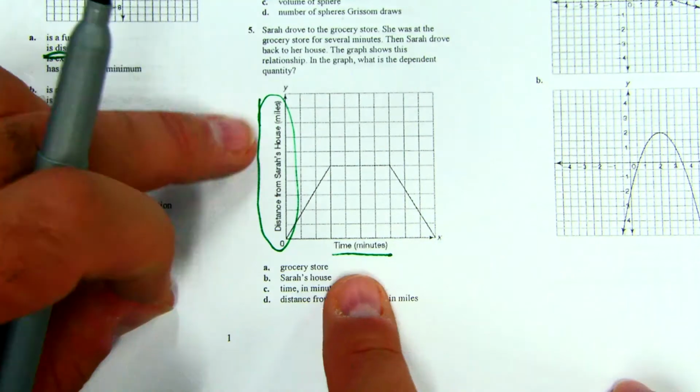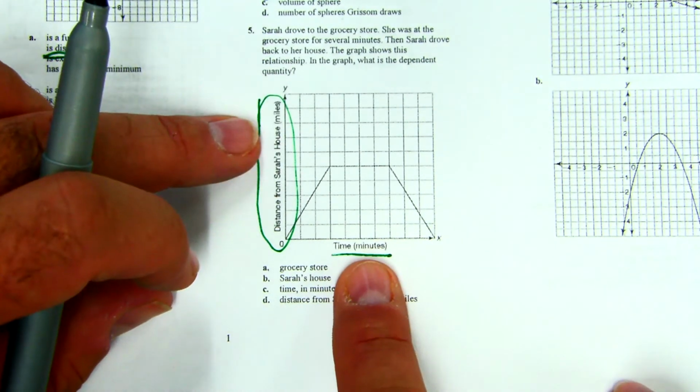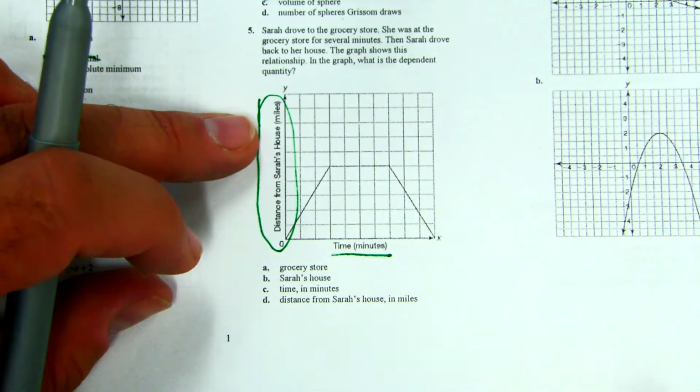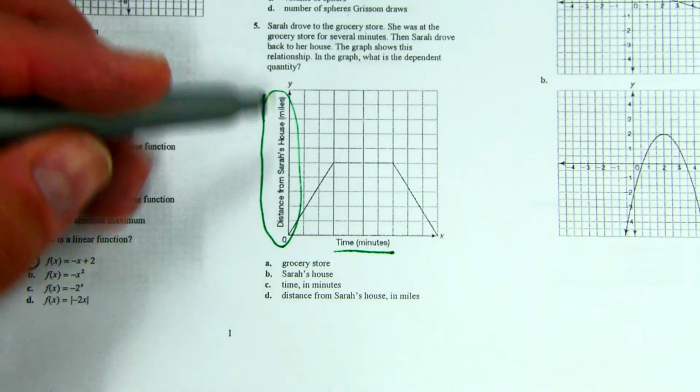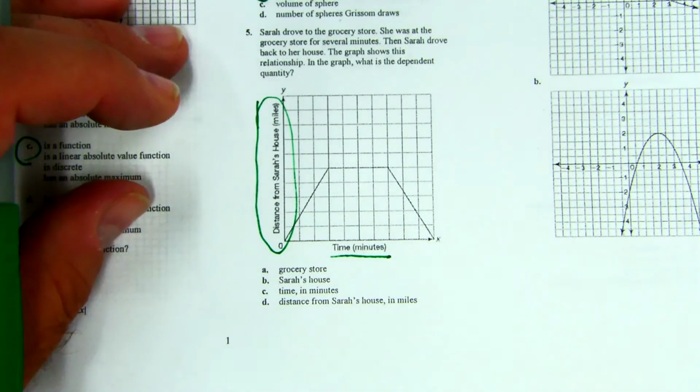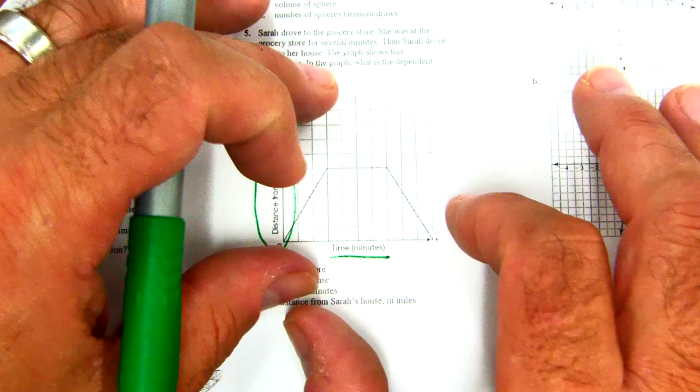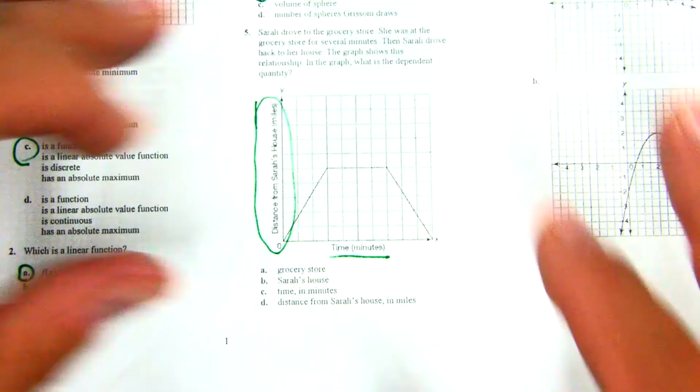You should know the dependent and independent is one of these two answers. So if you would have picked Sarah's house or grocery store, you should know you're wrong, because the graph tells you what's dependent and independent. So being able to put those things on the graph, pull them off, put them back on.